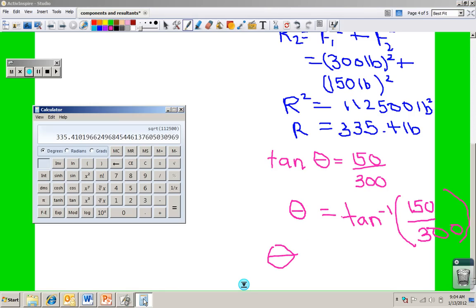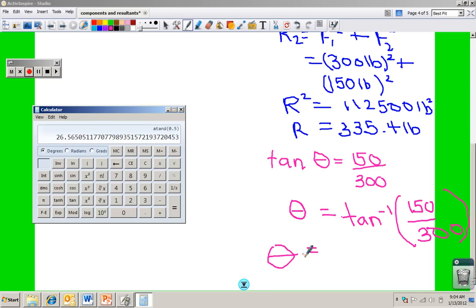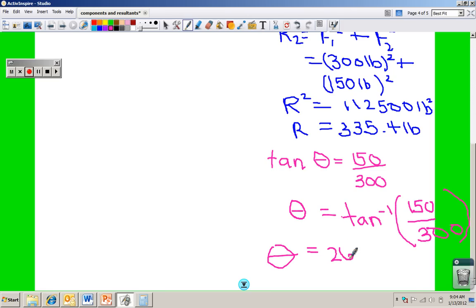So let's do 150 divided by 300, 0.5. We already knew that. And now we need the inverse tangent, right, and I get it is equal to 26.6 degrees.